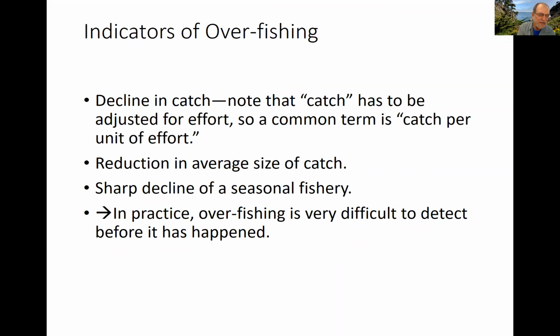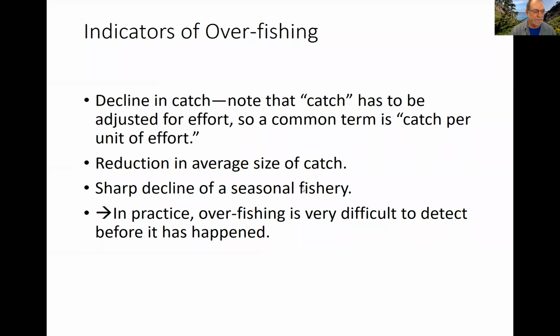And as I alluded to earlier, when we think about catch, we have to adjust catch for effort. If you go fishing with one fishing pole, you can expect to get a certain number of fish. But if you go fishing and you have your whole family there and everybody has a fishing pole, presumably you would catch more fish. And so if you were going to try to compare your performance fishing from one day to the next, you'd have to adjust that catch to the number of fishing poles that were employed. So the catch is normalized to catch per unit of effort. So if there's a decline in the catch, that means there's a decline in this catch per unit of effort, which is often abbreviated as CPUE.